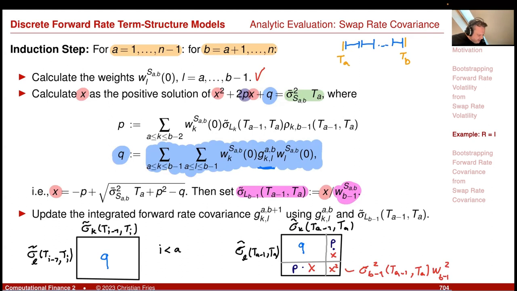This here is the P, that is all the forward rates that are multiplied with the forward rates that I'm looking for. So it contains the rho K B minus one, but the K goes up to B minus two. It is this column here, everything that has a correlation with my missing guy, but the variance of that missing guy is here in this corner, the x squared. So this is the reason why I only go to b minus two here.